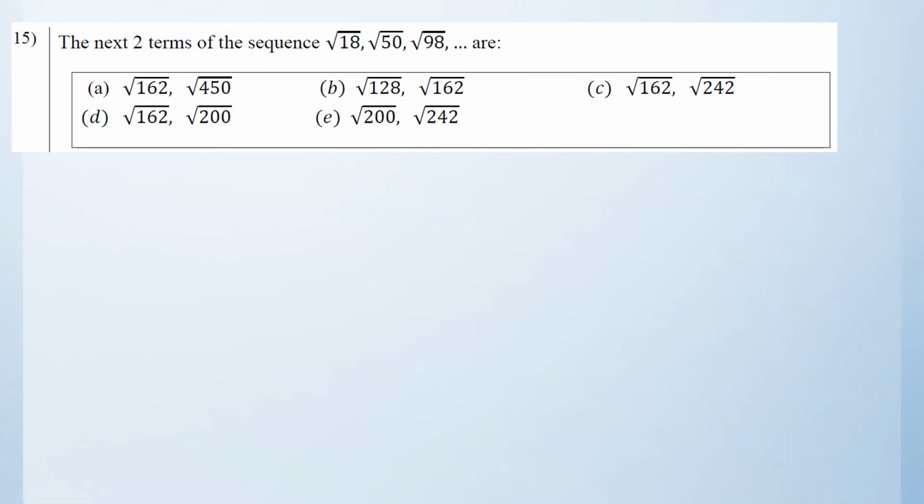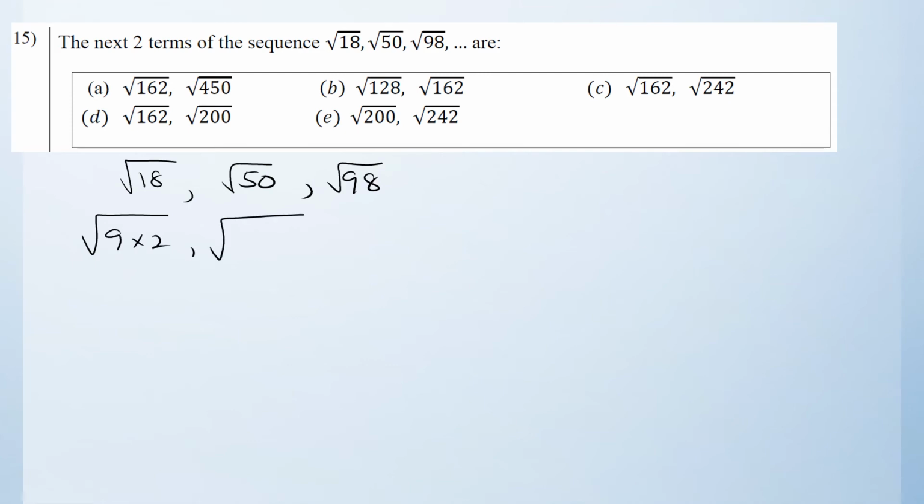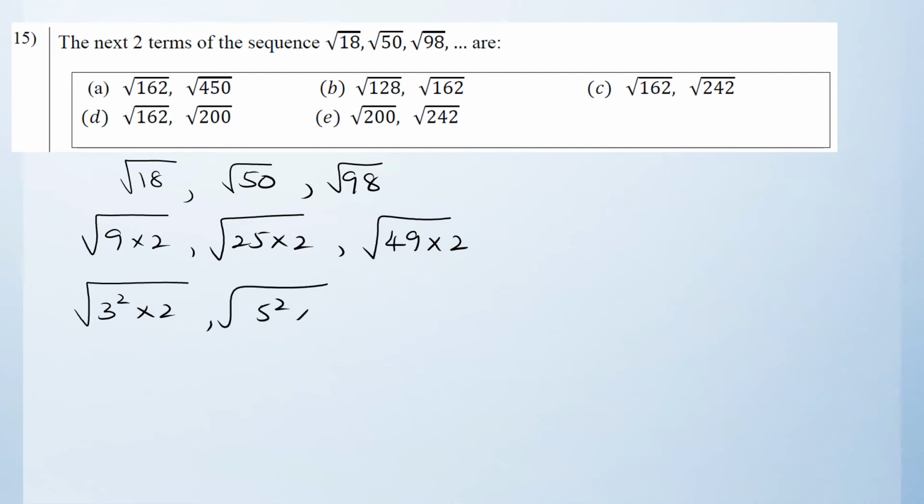Question number 15. We have to find the next 2 terms of the sequence given. So we can rearrange the three terms given and find a relation to find the next two terms. I can say this is 9 into 2, this one is 25 into 2, this one is 49 into 2. Then again I can rearrange this as 3 squared into 2, 5 squared into 2, 7 squared into 2.